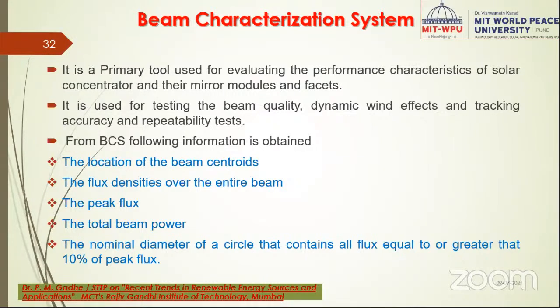So the beam characterization system, Kiran Patil madam? Still I will need 15 minutes. Is it okay? Yes, sir.